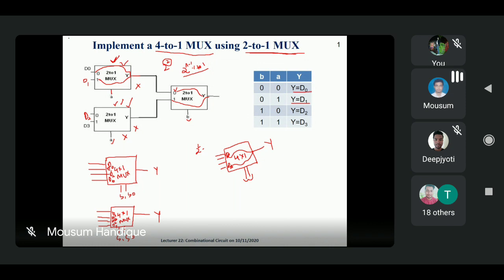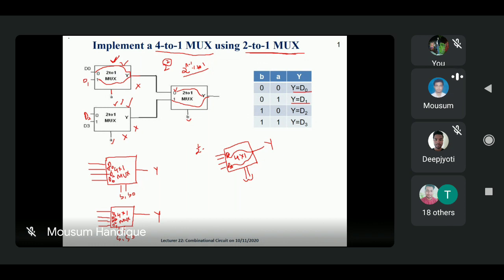Now you are saying that when we are using the 8 to 1 mux, the number of 4 to 1 mux is 2. We are constructing the two 4 to 1 mux. Now can you suggest how we can construct the 8 to 1 mux?